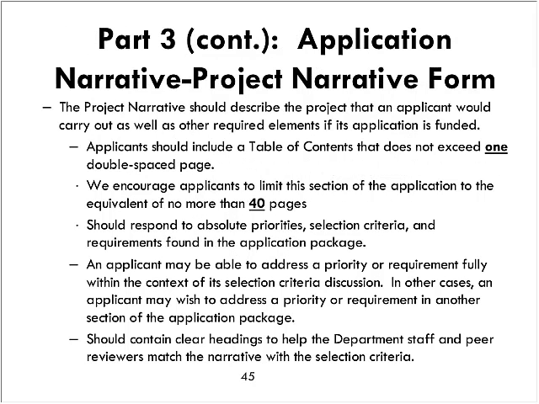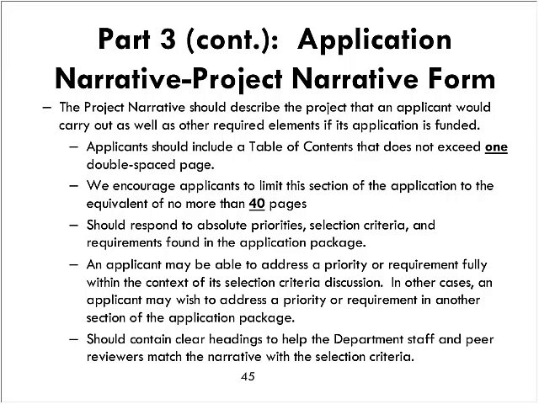Right, so the abstract narrative form is followed by the application narrative, or project narrative, form. The project narrative really is there to describe the project that you are planning to carry out. It should also include any other required elements that we've identified through this presentation and in the NIA and application instructions. The project narrative should include a table of contents. That table of contents should not exceed one double-spaced page. It's not a requirement, but we really do encourage applicants to limit this section of the application to no more than 40 pages.